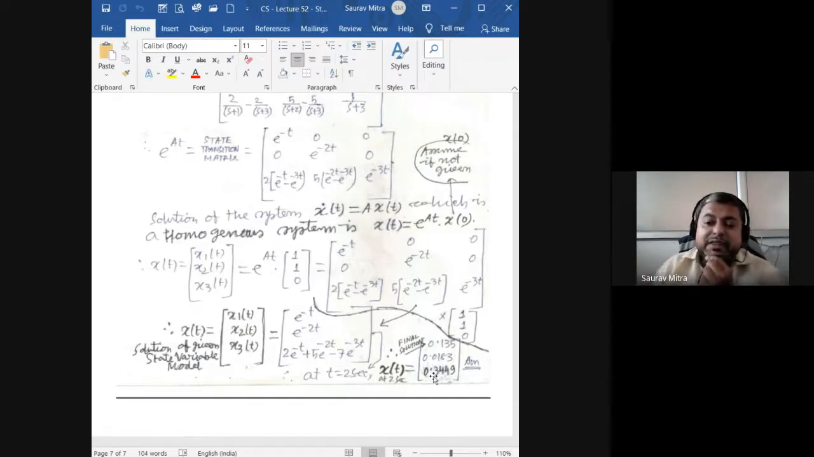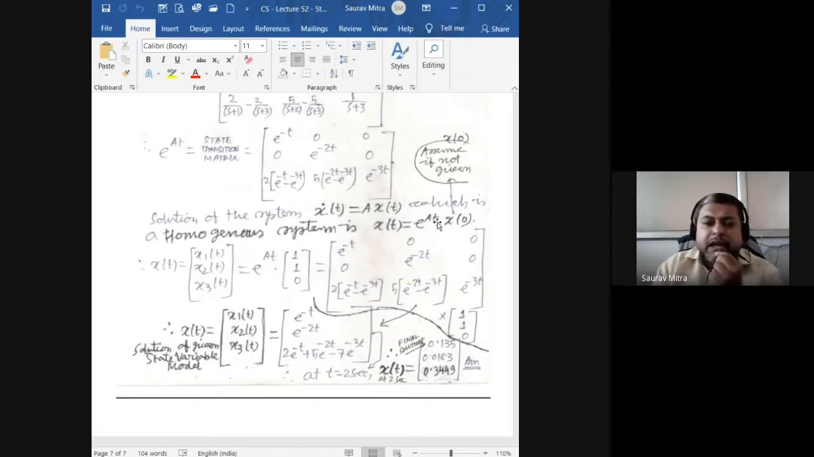So this is the significance of e raised to at, and this is how e raised to at is used to find the homogeneous system solution. For the non-homogeneous system solution also, we have to do this step, e raised to at x0 plus there will be some other term. So for the non-homogeneous system solution there will be two parts. One is the homogeneous system solution, e raised to at x0, plus the integration of e raised to a(t minus tau) b u(tau) d tau. So an integration has to be done there in matrix format.